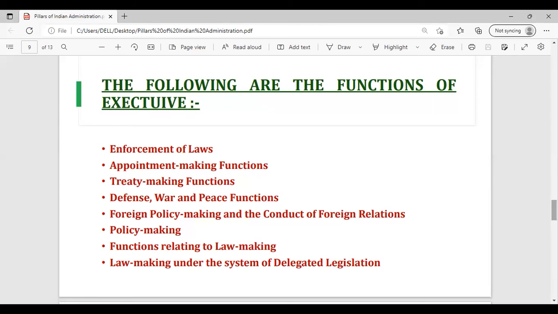Again, I'll come on foreign policy, making the code of making the conduct for foreign relations. And the next point is policy making. So the foreign policy also defines, like, if we have to sign any treaty, if we have to sign any MOA between our country and the other country, then the policy making, the conduct of foreign relations is done by the executive. And Ministry of External Affairs, it plays a very important role in this foreign policy making and conduct of foreign relations.